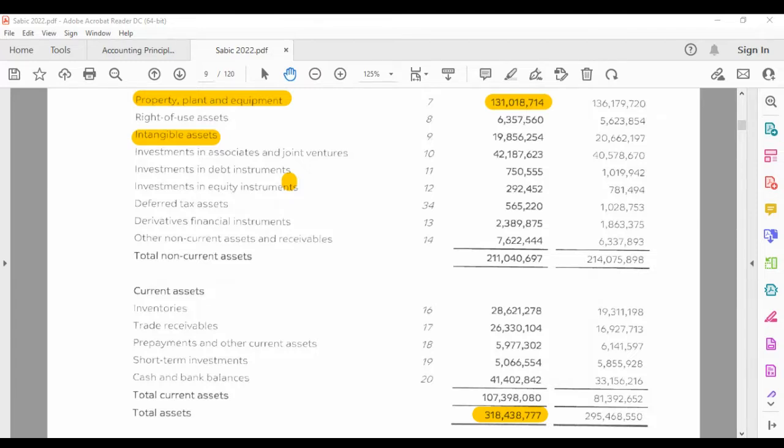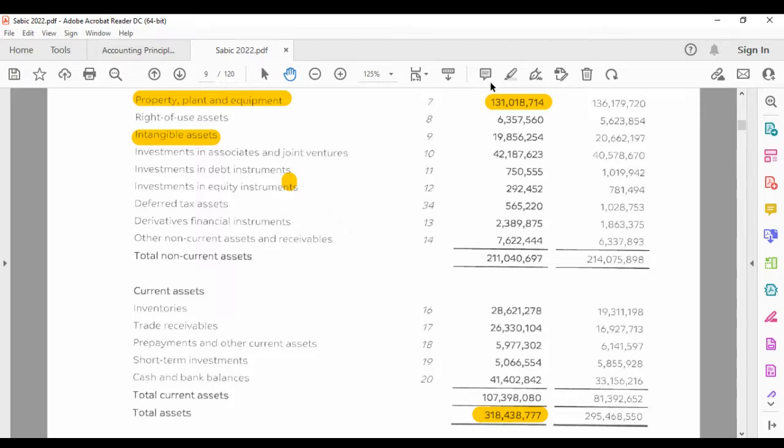So how did this number come here? Remember, this is the point. Before I start, I just want to give you some introduction. What is this number? It is a combination of different accounts in property, plant, and equipment. If I want to see the detail, I can see note number 7, which provides more detail about these accounts, right?